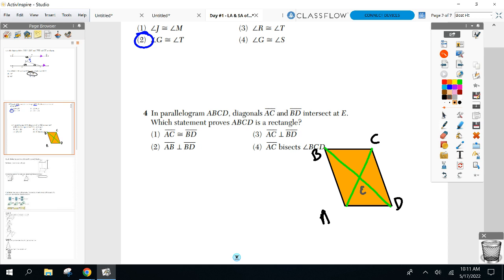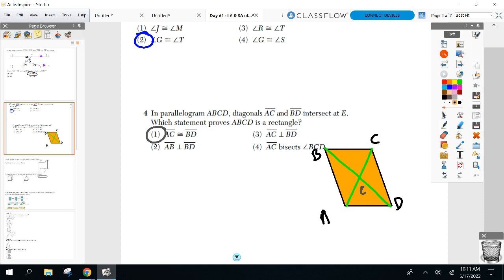AC congruent to BD. Those are diagonals. Is that a property of a rectangle? Do we remember or not? Diagonals congruent. Is that a property of a rectangle? Yes, that is a property of a rectangle. Diagonals are congruent.